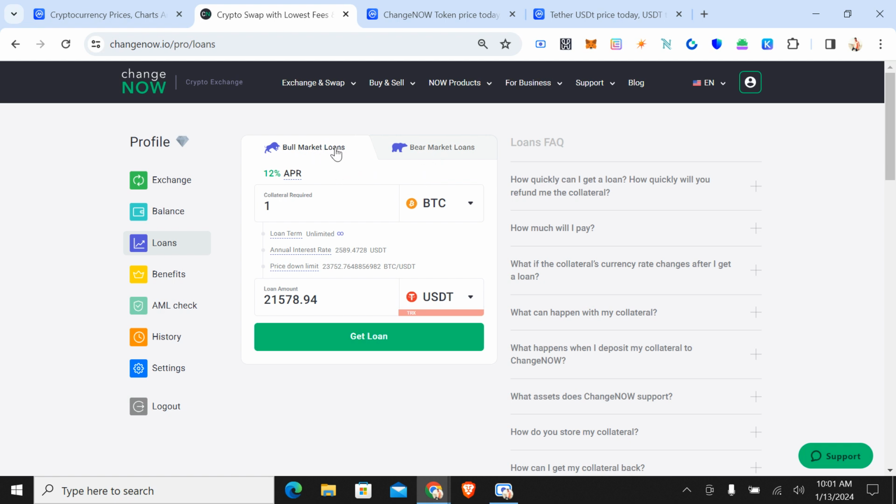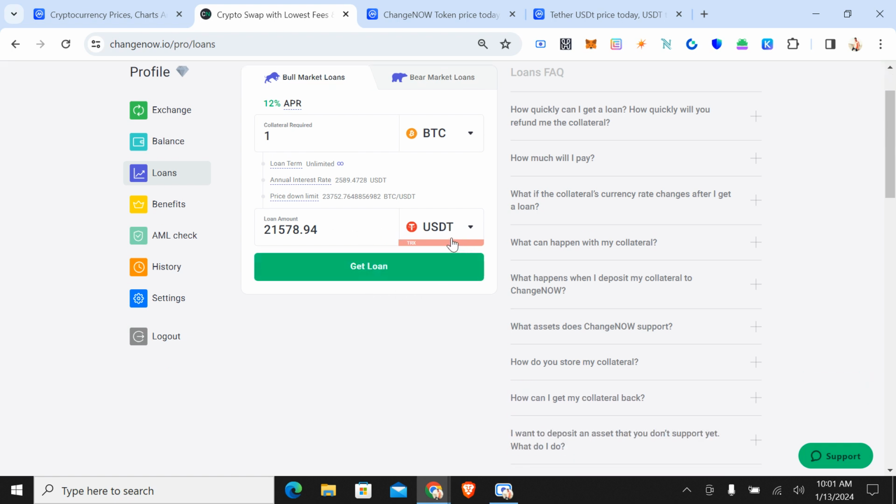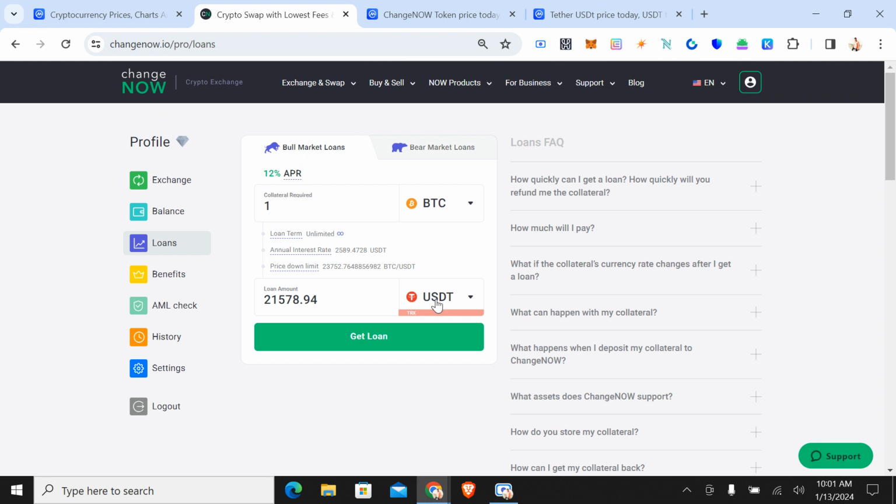Now let's take a scenario where Bitcoin is at an all-time high. At that time, you can put any amount of Bitcoin as collateral, against which you will be getting 50% of the Bitcoin value as the loan amount.